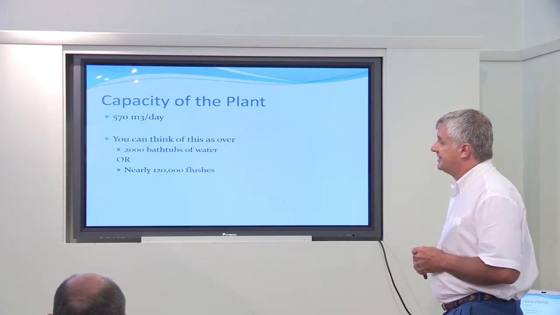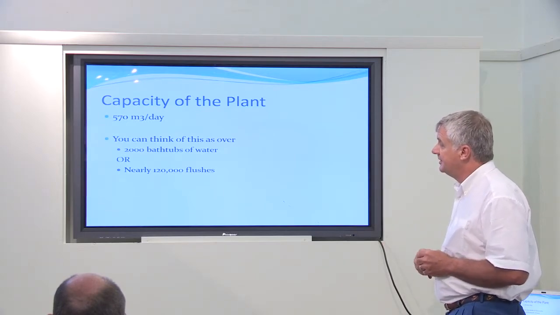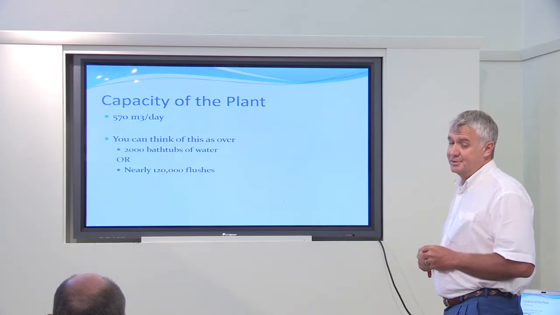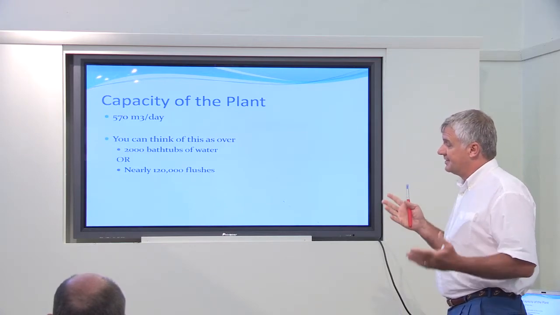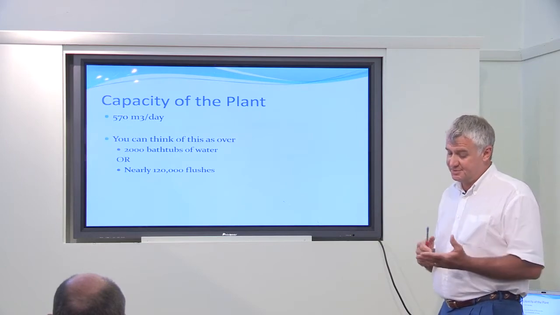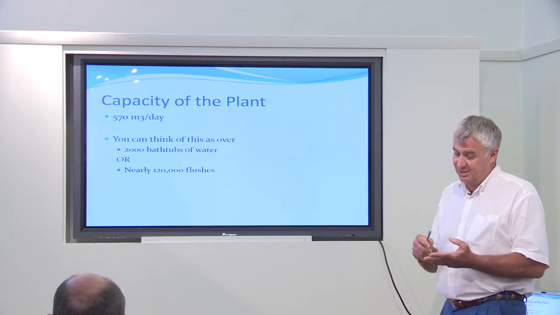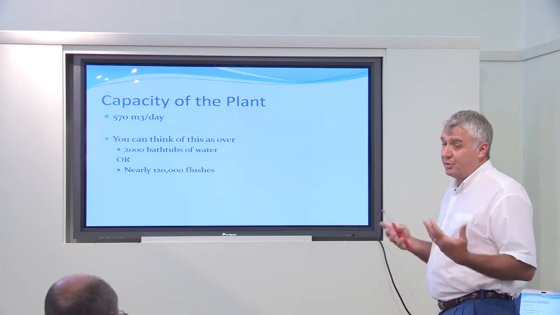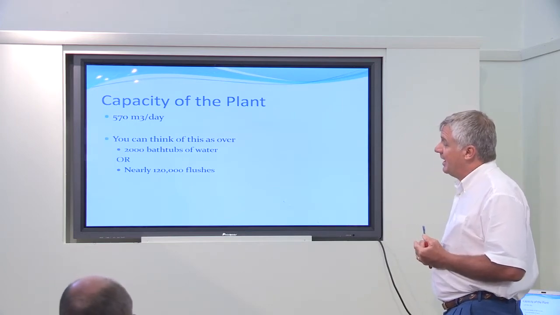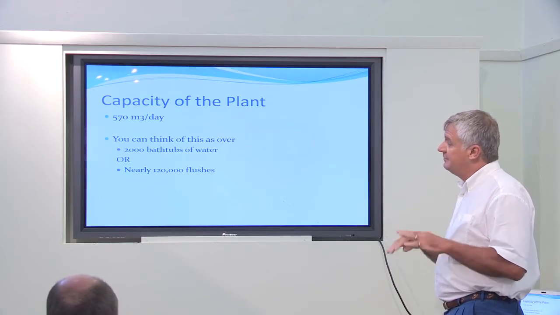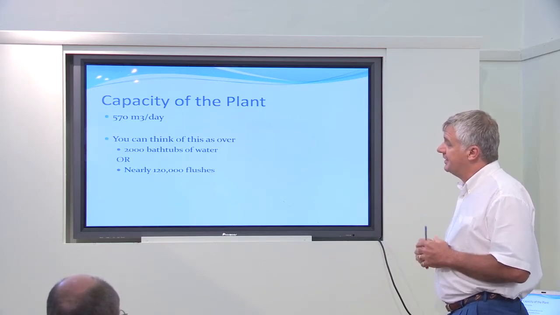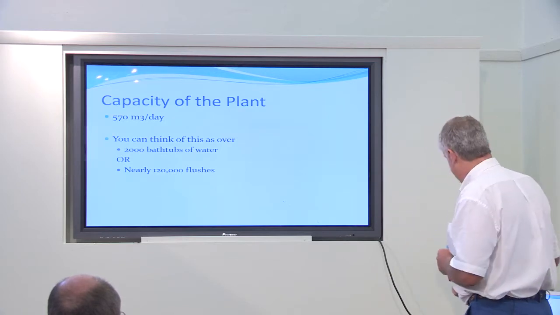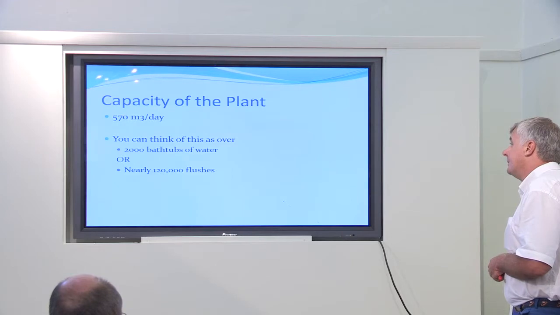So the total capacity at the moment ended up at 570 cubic meters a day. You can think of this as 2,000 bathtubs of water or nearly 120,000 flushes. Of course, it doesn't happen like that in hospitals. You have other sources of sewage, which is the water from the kitchens, the water from the laundries, and so on. The actual throughput at the moment is about 350. It varies, goes up and down a bit. So there's over 50% additional capacity in it.